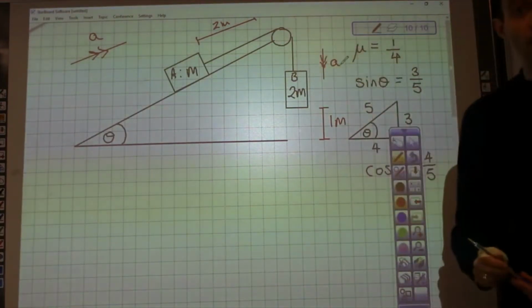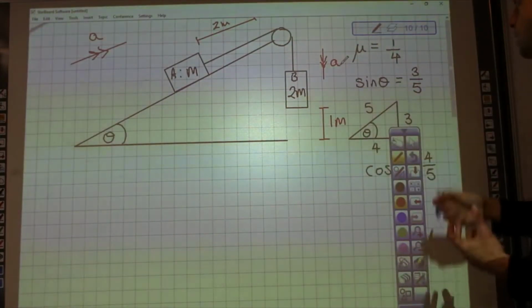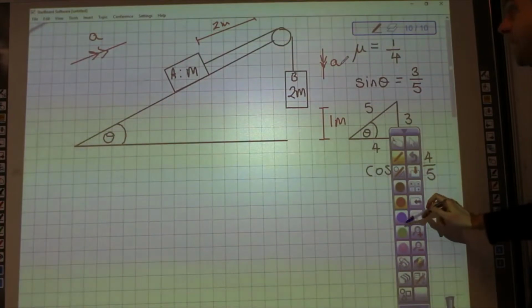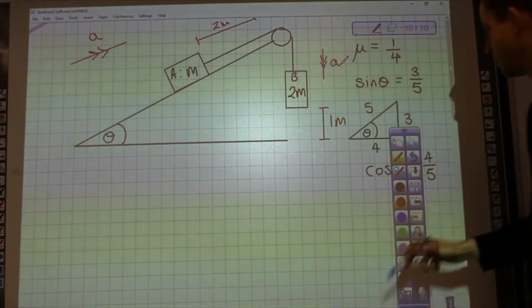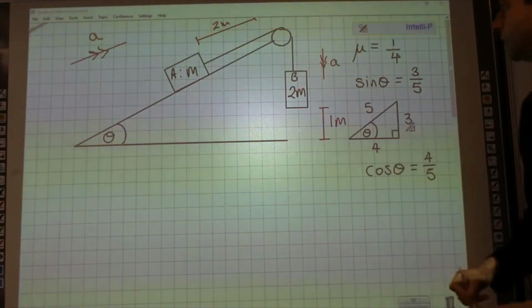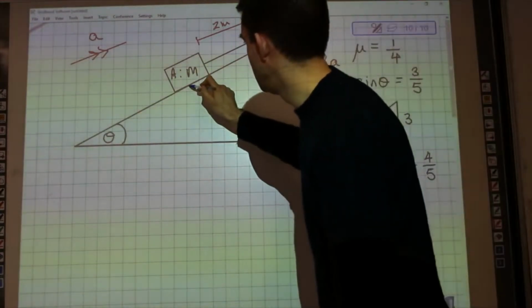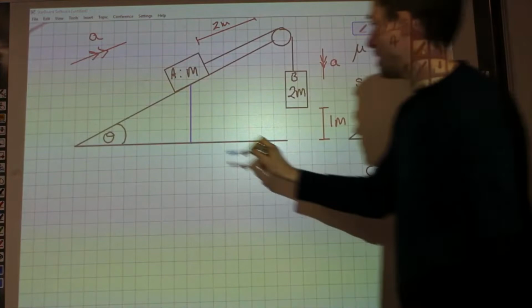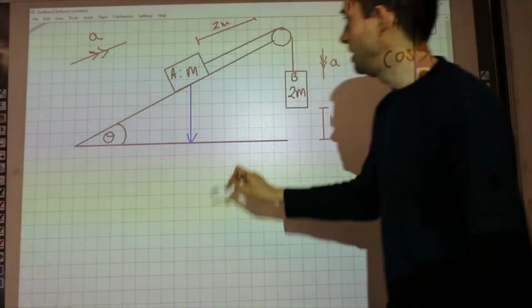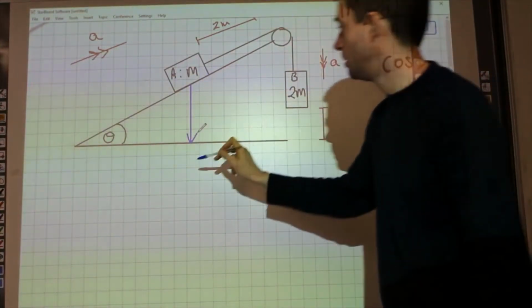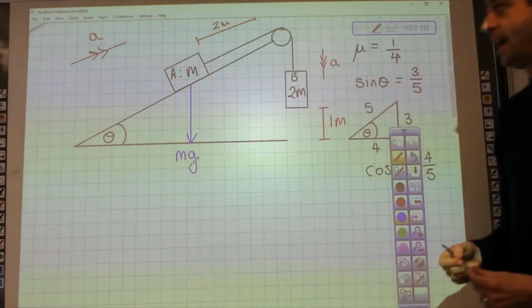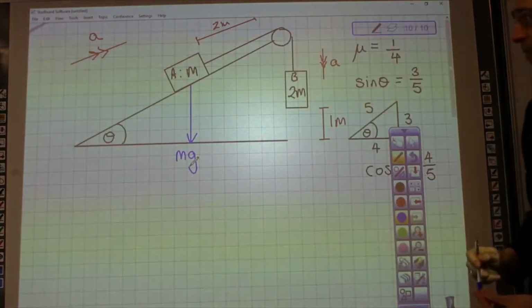So we'll label that on here. So I've now got the initial diagram set up. What I'm going to do now is label all the forces that are acting on this system, starting with the weight of A acting straight down. Now I don't know the mass of A other than it's M, so I just have to label this as mg, where m at this stage is the unknown mass.